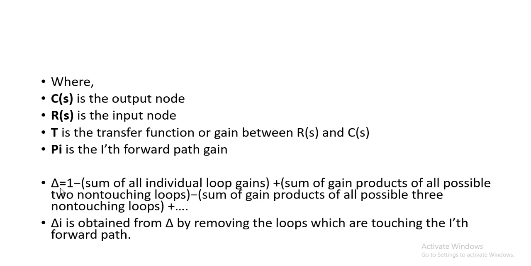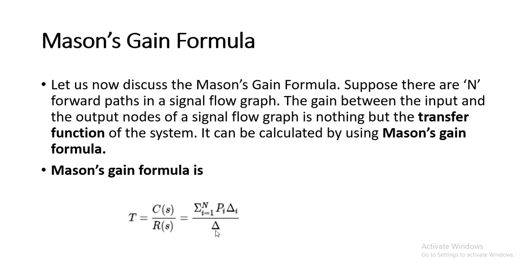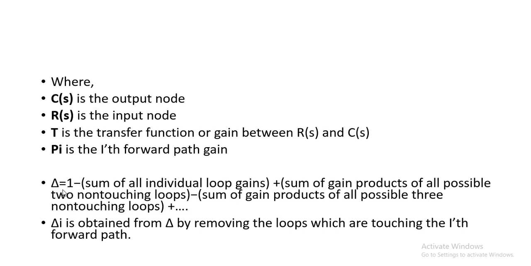The delta we have seen is nothing but equal to 1 minus, in bracket, the sum of all individual loop gains, plus the sum of gain products of all possible 2 non-touching loops, then the sum of gain products of all possible 3 non-touching loops, plus, and so on. What do you mean by this? Again we will see while solving the examples. Don't worry, just see the terminologies that we are using here.